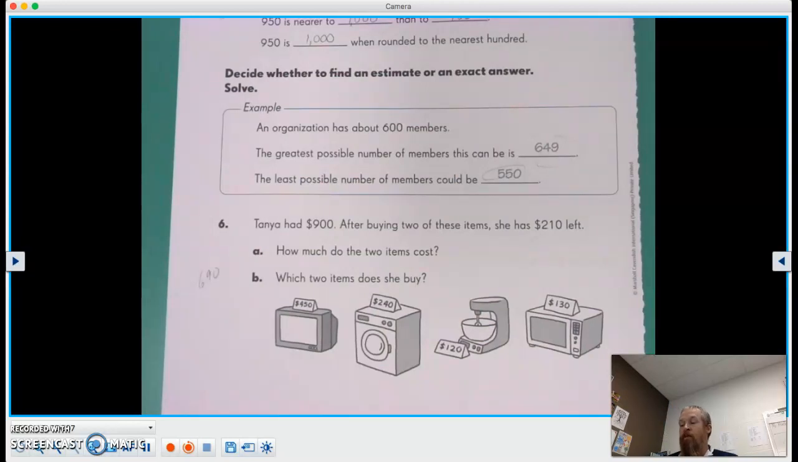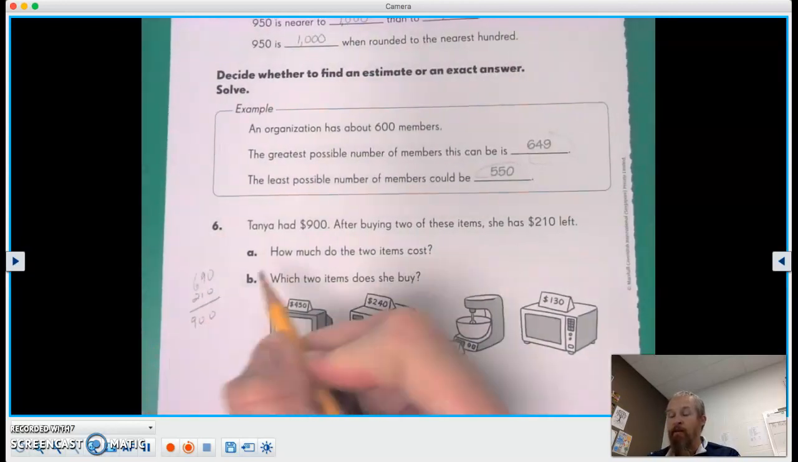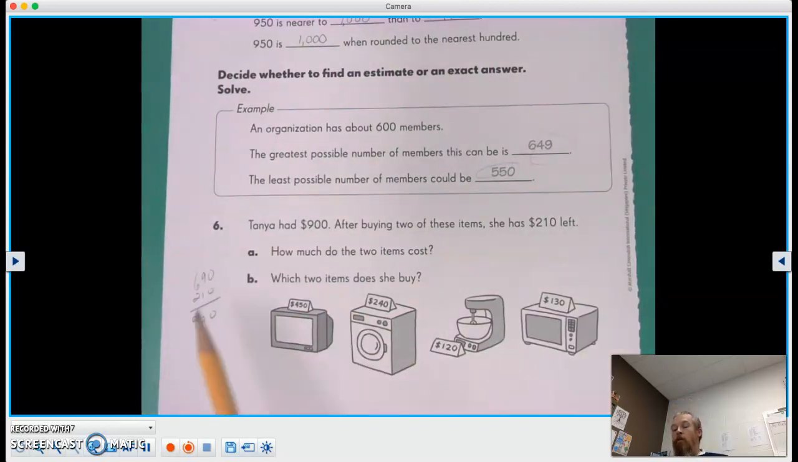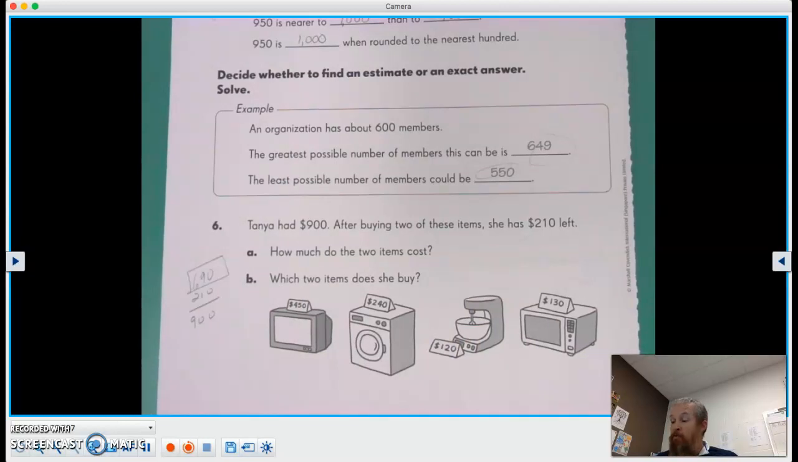Okay, there's our plus our $210 left is 900, right? So she spent $690. So how much do the 2 items cost? We just figured that out, $690. That's between the 2 of them, right? Which 2 items does she buy?